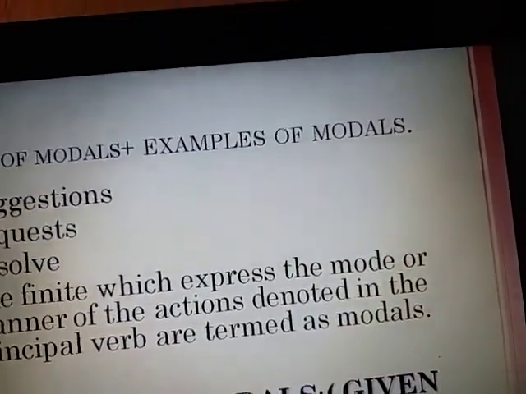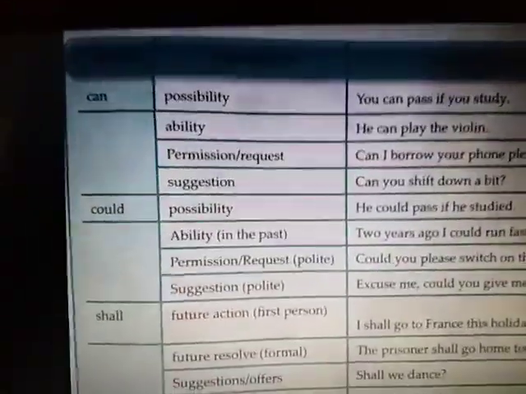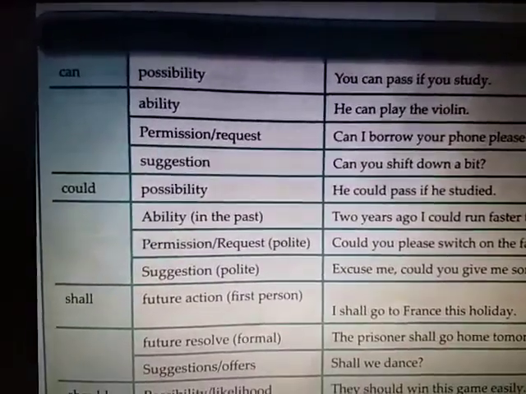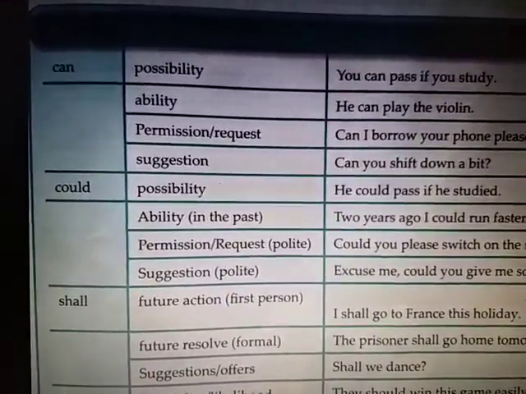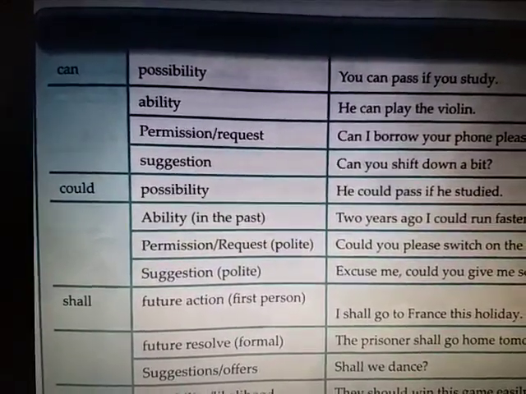Examples of modals. I hope that with the help of these examples, you all have understood the topic, but I explain it again.